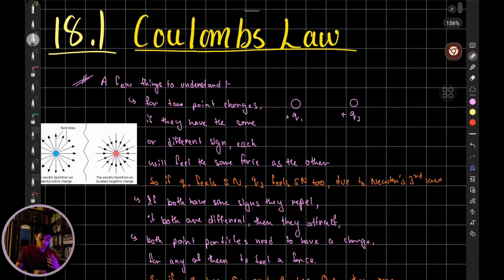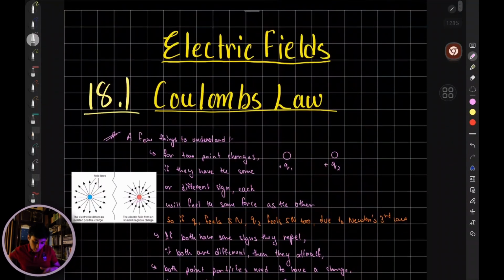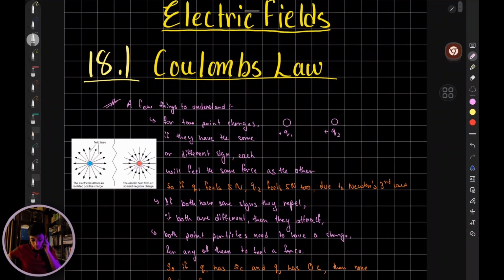Now, this force that is being exerted, we can calculate it using Coulomb's law. Okay. So, firstly, we're going to be understanding a few things. I've written a few points, so let's go through them. For the two points, let's say Q1 and Q2, if they have the same or different sign, each will feel the same force as the other. What does this mean? What on earth does that mean?